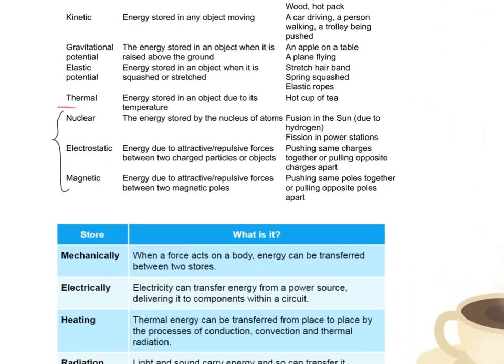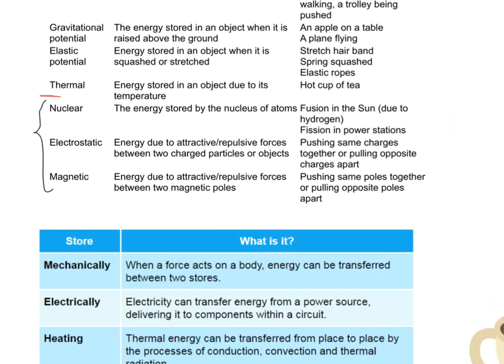So nuclear energy, like we said, is energy stored in the nucleus of atoms. Now, this also happens in fusion in the sun, when you have smaller nuclei joining together, or fission in power stations. This is a good point to remember, that it could be a synoptic link towards this as well.